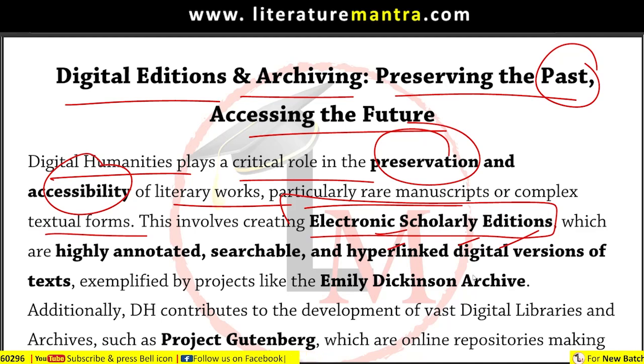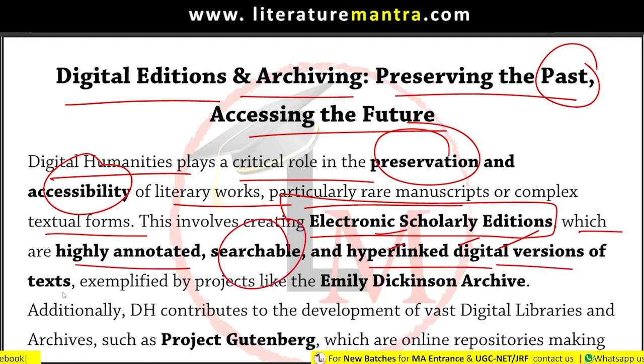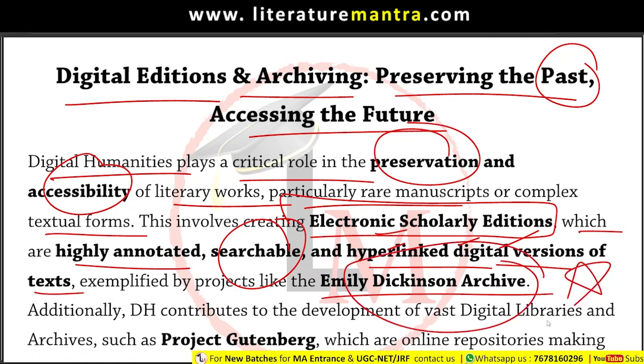और डिजिटाइज्ड एडिशंस. ठीक है? इलेक्ट्रॉनिक लिटरेचर तो नहीं कहते, इलेक्ट्रॉनिक स्कॉलरली एडिशंस कहते हैं या डिजिटाइज्ड एडिशंस कहते हैं. Now which are highly annotated, searchable and hyperlinked digital versions of texts, exemplified by projects like the Emily Dickinson Archive. ठीक है? This is a name of a very famous project.